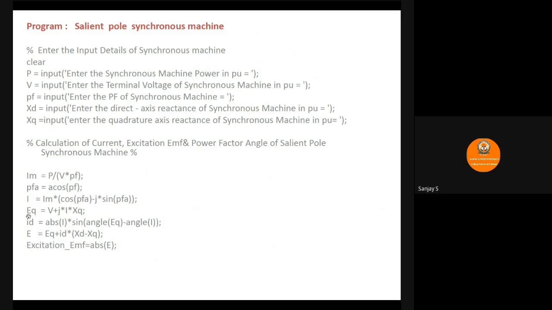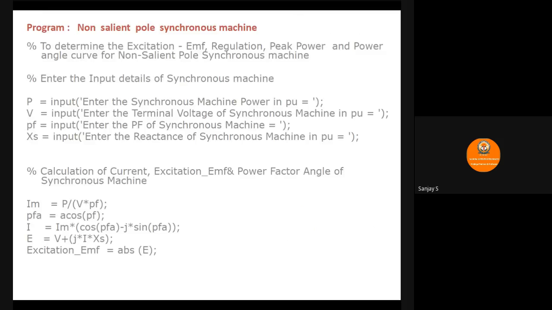Then here I'm trying to write the expression for E, the relationship between terminal voltage and generated EMF. But I'm going to use Q as a subscript here, because here we come across both direct axis as well as quadrature axis. So EQ will be equal to V plus J into I into XQ, which is nothing but the relationship between terminal voltage and generated EMF. Then you have ID. ID is given by absolute of I sine of angle of EQ minus angle of I. This again is obtained from the vector diagram.